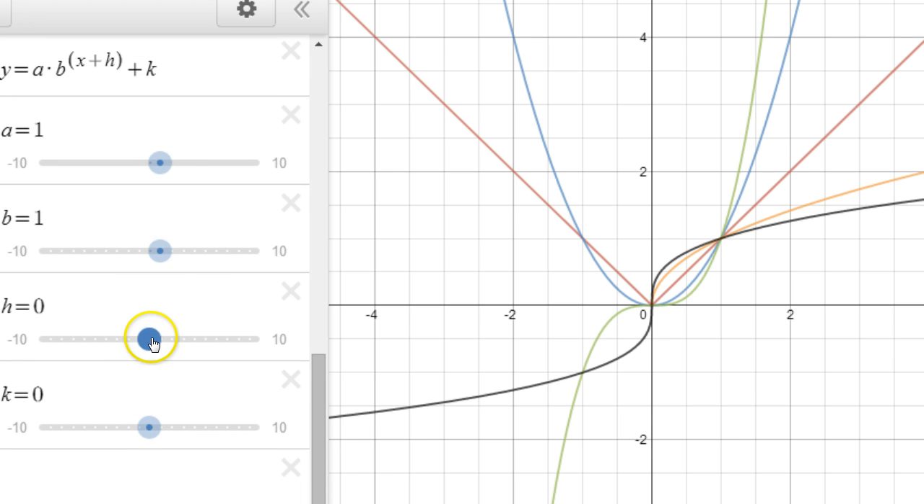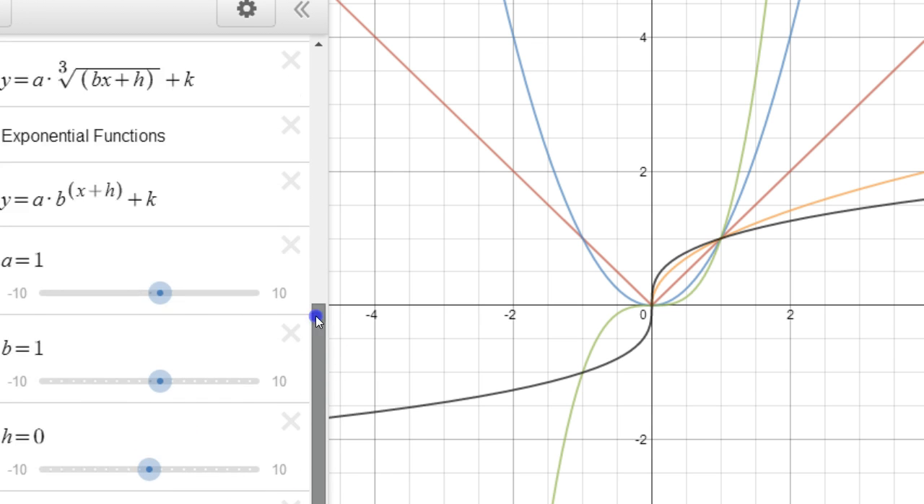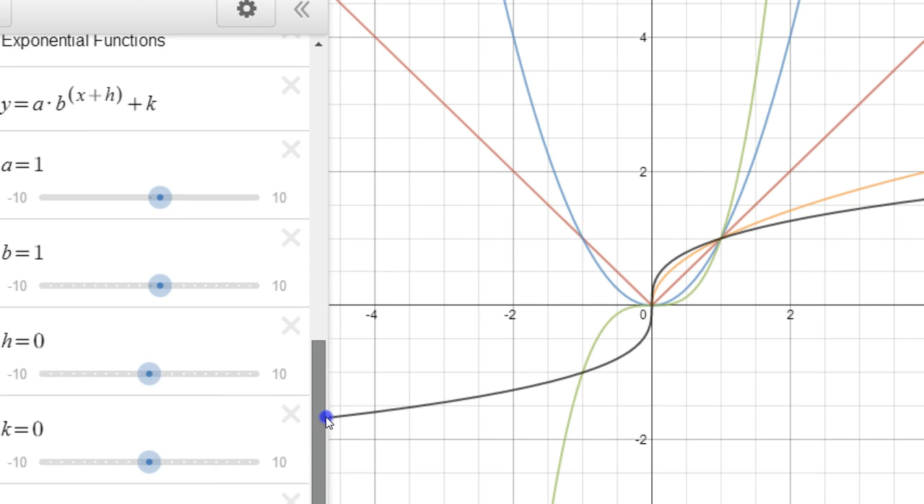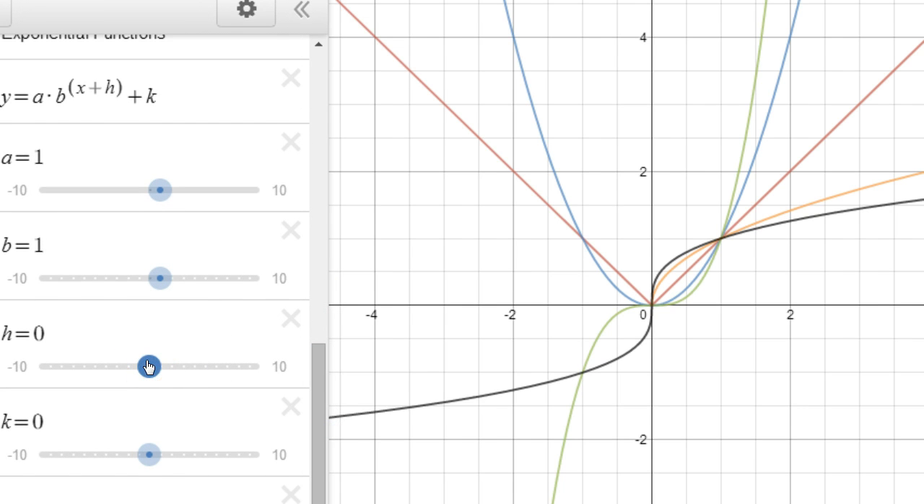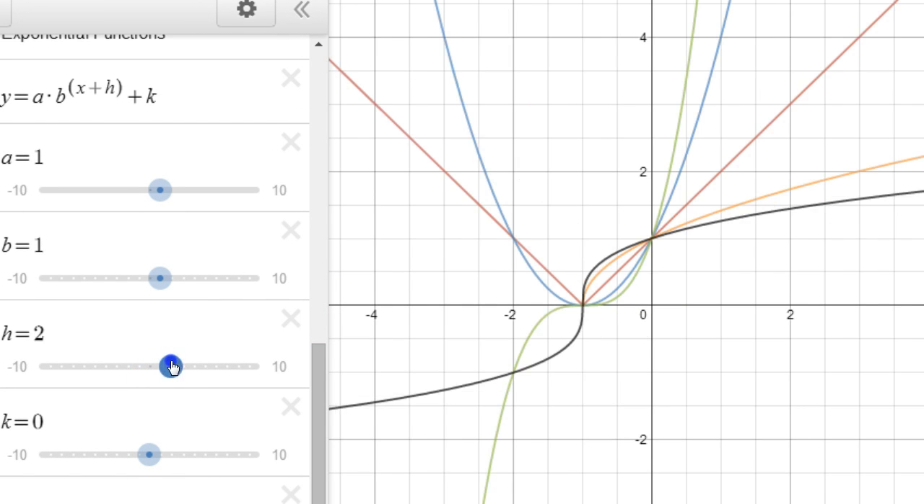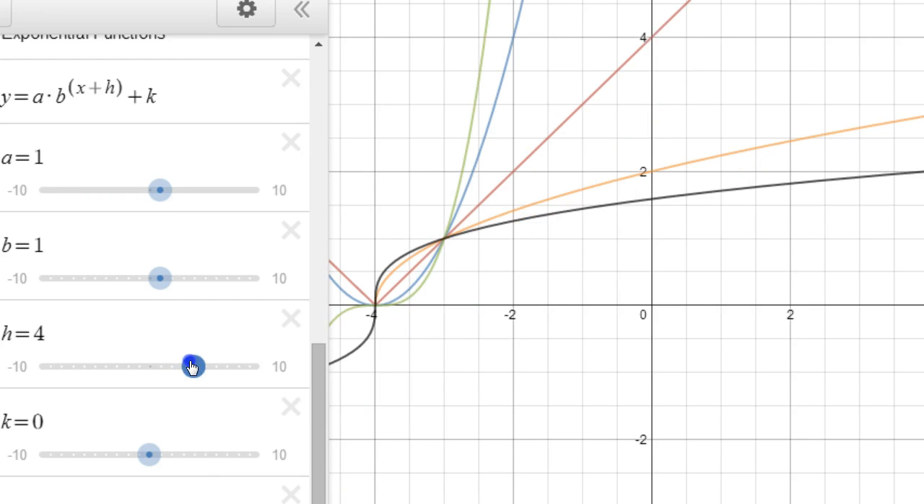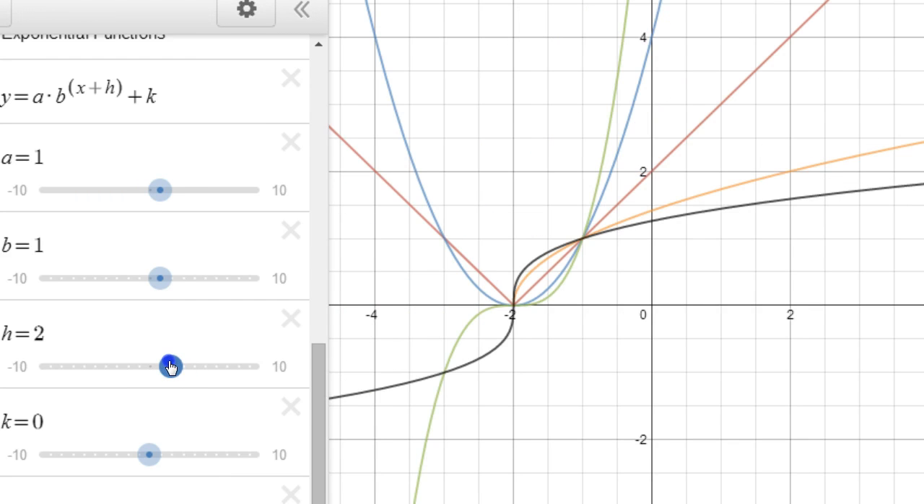Alright, so H is going to influence it. Now here's the weird thing: H is going to influence my answer by either increasing or decreasing, but before I do the operation to it. So it's really going to be interesting to see how that works. Okay, now if you guys have been paying attention in your other classes, you probably already talked about this with parabolas, but it moves it to the left when I make H positive.